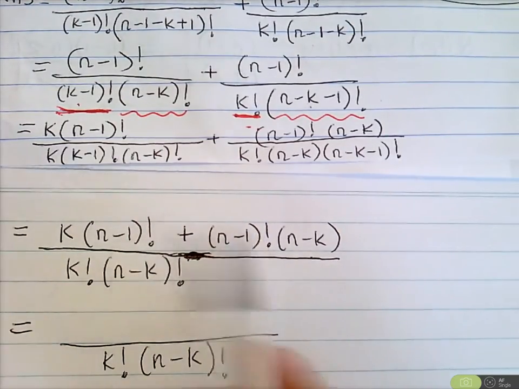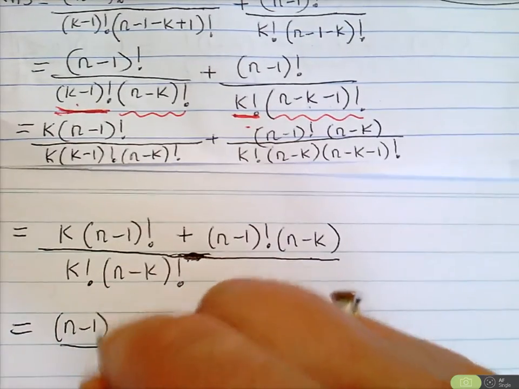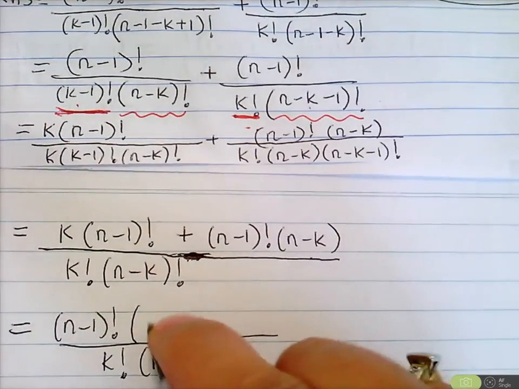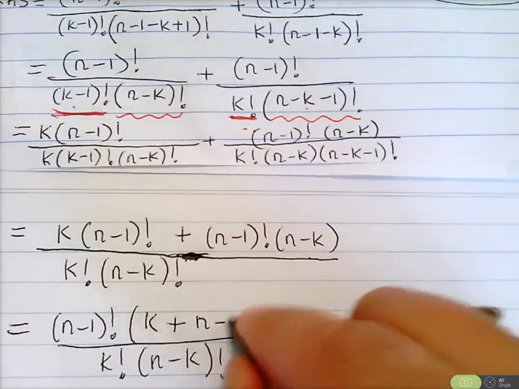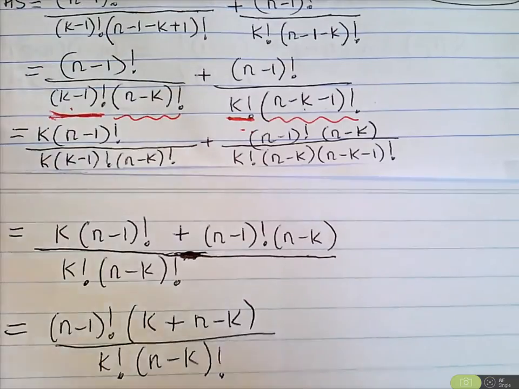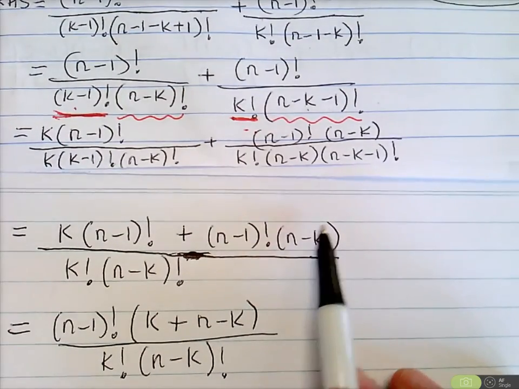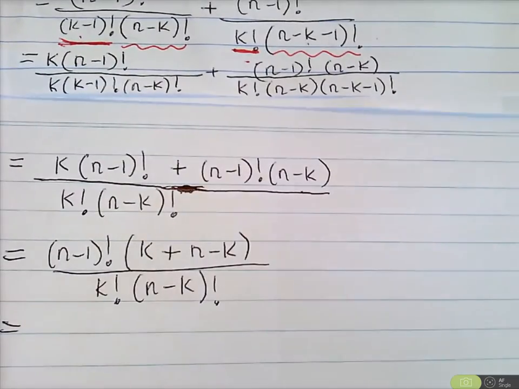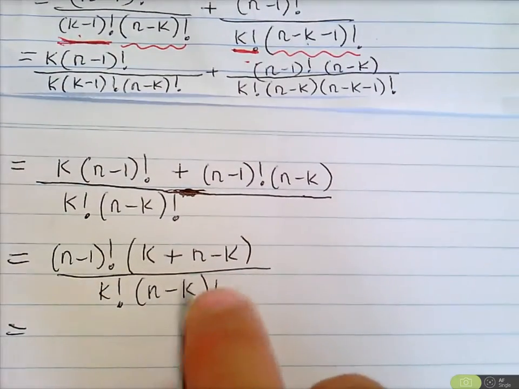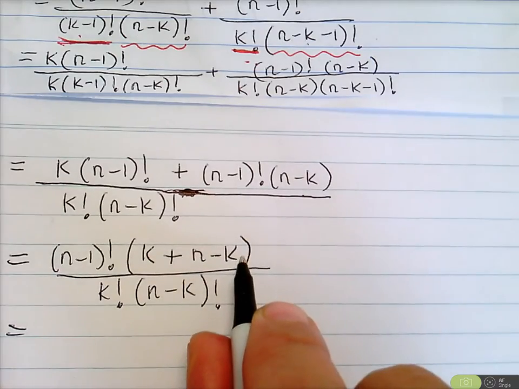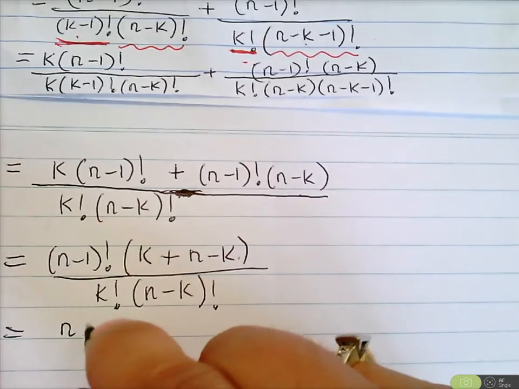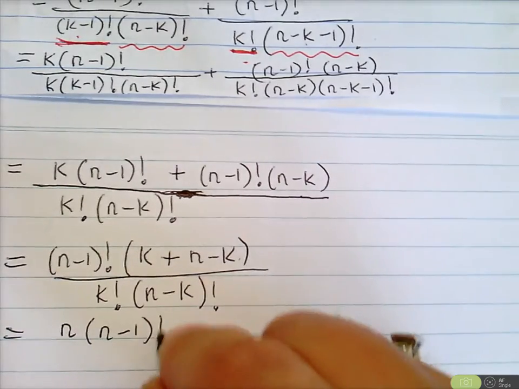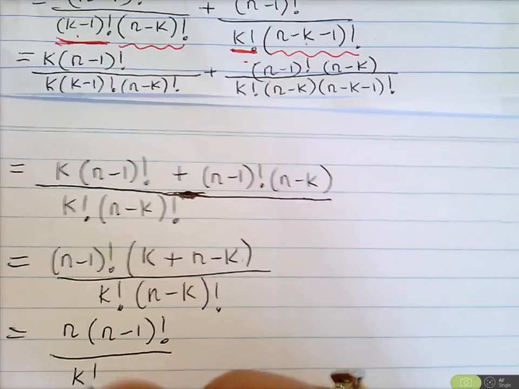N minus 1 factorial is a common factor. N minus 1 factorial, what's left over? K plus n minus k. N minus k doesn't have a power, so I can just write it as n minus k. Now what do I do? What does k plus n minus k equal? What's n times n minus 1 factorial? All right, I'll just leave it as n times n minus 1 factorial for a sec.